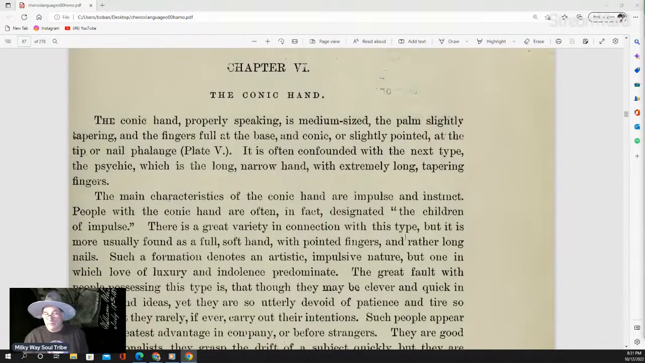Yeah, you know people that do things on impulse? I sure do. I have to check out their hand. They might have a conic hand.